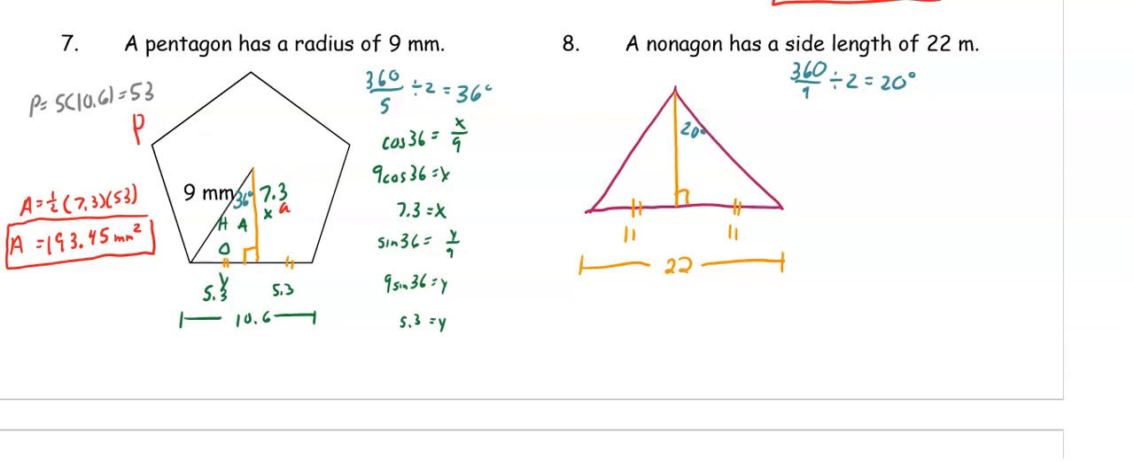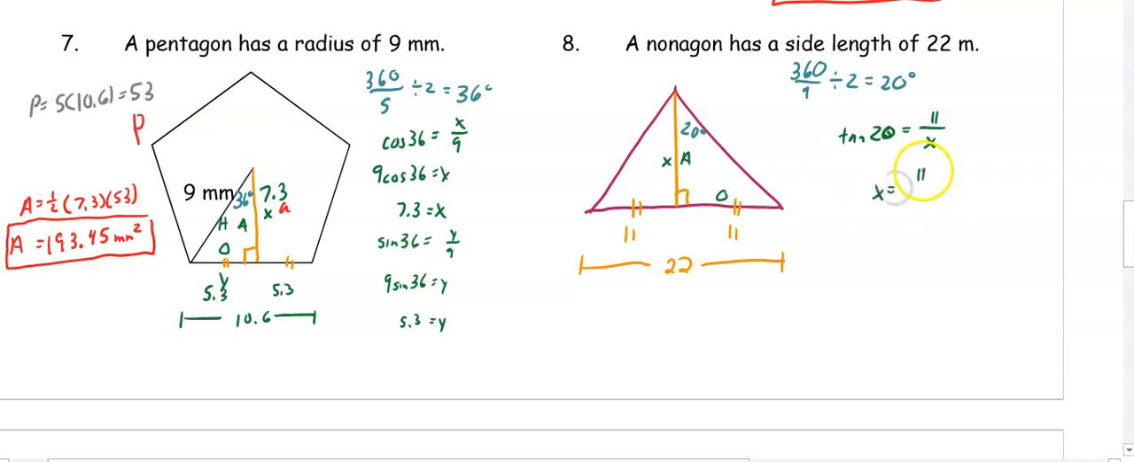So if I need to find my apothem, I have the opposite and the adjacent. So the tangent of 20 is equal to 11 over x, which means this time we are going to be dividing. So we have x equals 11 over the tangent of 20, which is 30.2.